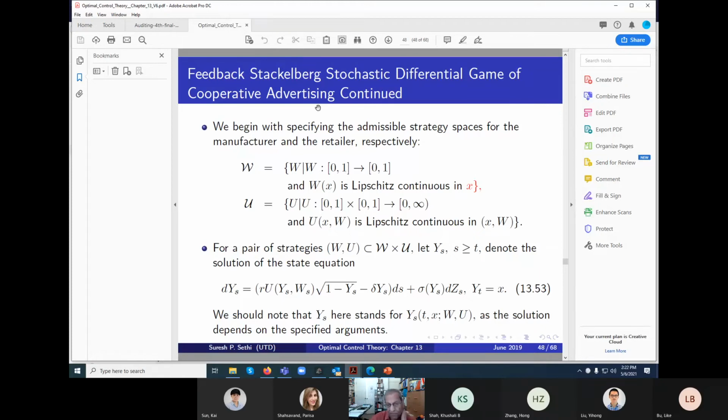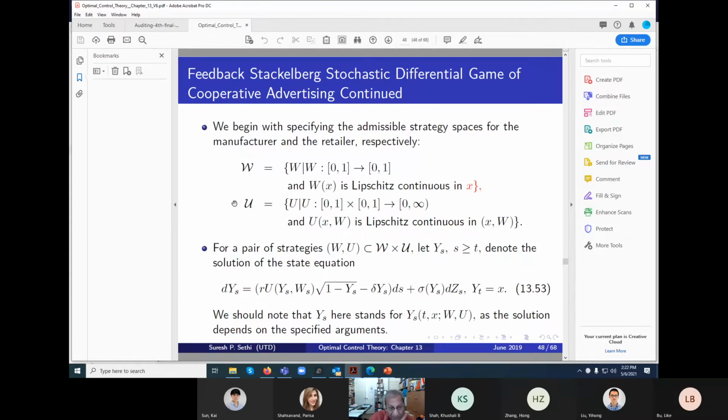Okay, and we need some regularity. That means we need some continuity, and we need a little bit more than continuity. We need Lipschitz continuity, and that is needed for us to have a solution of the differential equation. Okay, that's basically what it means, and we don't get any more than that right now.